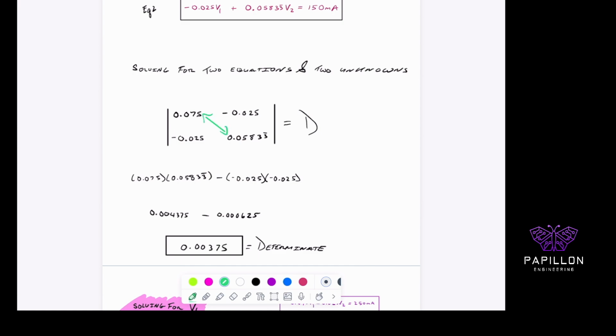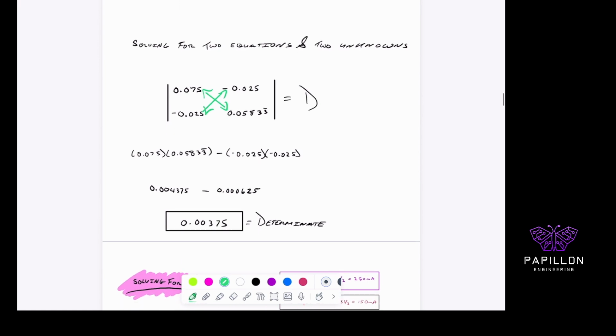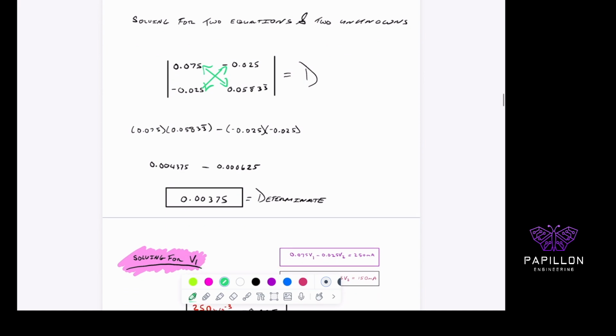So I'm doing 0.05 times the 0.058 repeating, and then I'm subtracting it from the cross multiplication of these two over here, right? Again, it's called Cramer's rule, so please look that up, or I believe I have a video on that already, so you can take a look at that as well. And I get back a value for my determinant.